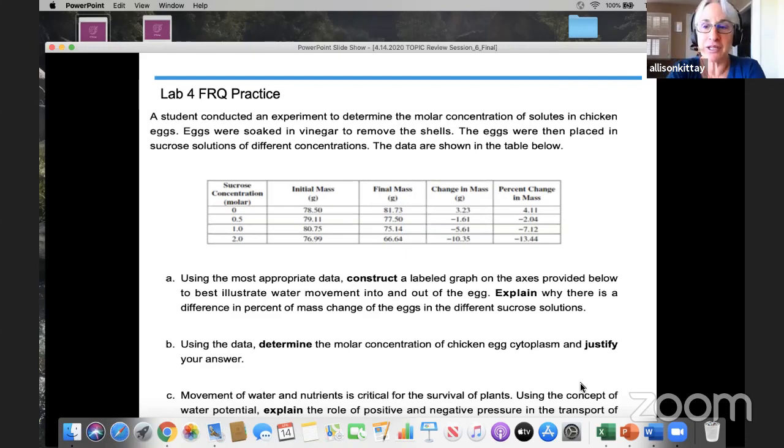And maybe you have done this experiment on your own. I usually do this as a demo for my students. If you take a chicken egg, which is the largest single egg cell you're ever going to find, well, I guess you could get an ostrich egg and it would be the largest, but they're a little bit harder to come by. So a student conducted an experiment to determine the molar concentration of solutes in chicken eggs.